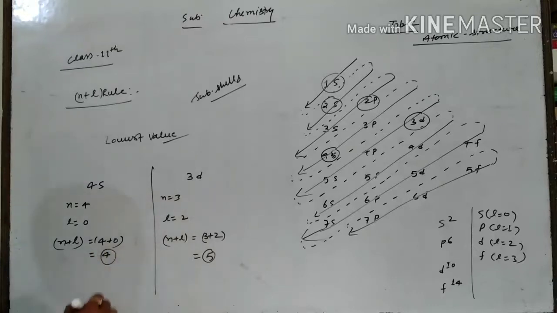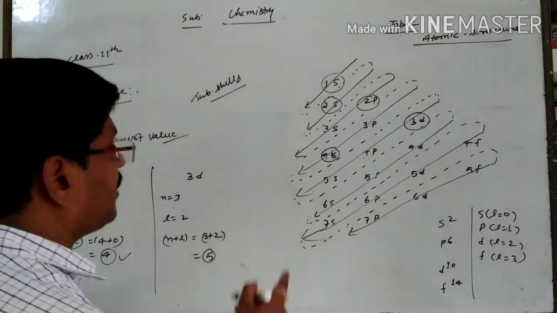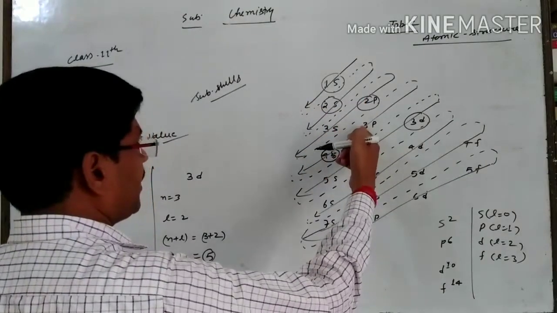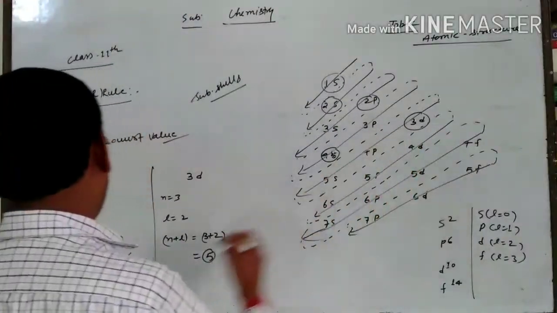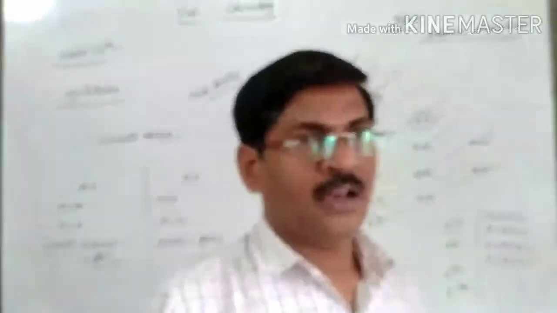As I am narrating, the electron will enter firstly the subcell having the lowest n plus L value. It means it firstly enters 4s, then after that 3d. You can check 1s, 2s, 2p, 3s, 3p, 4s, then after that 3d. It means the electron firstly enters 4s. This is the first point of the n plus L rule.